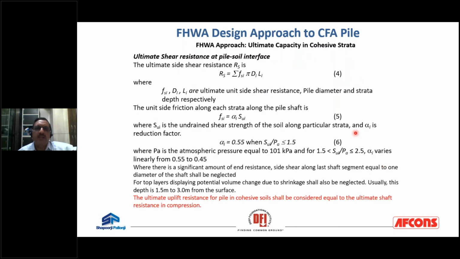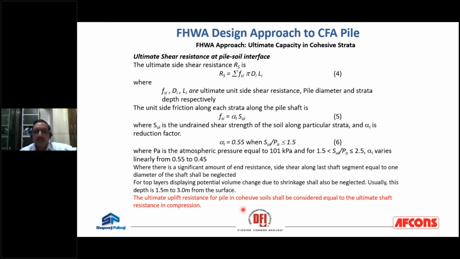If you see the cohesive soil, you will find that a cohesive soil can be split up into two parts. One will be the side shear contribution. Side shear is better addressed by an alpha factor, in which the alpha factor is seen to vary from 0.55 to 0.45, and the factor for variation is defined as the undrained shear strength divided by the atmospheric pressure, which is taken as 101 kPa. So there is a very clear-cut understanding of how the alpha choice should be arrived at.